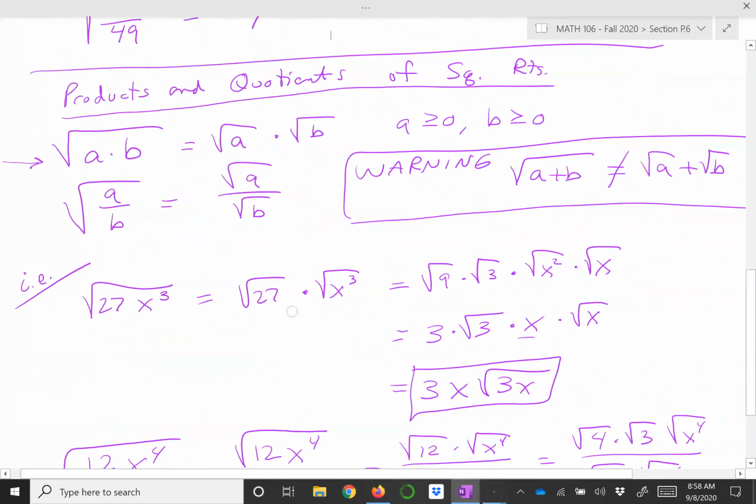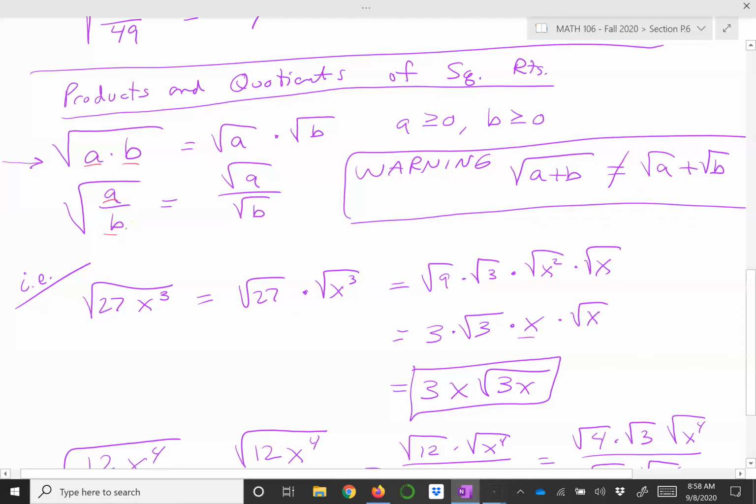Then we talked about these rules. If you have two numbers being multiplied together under a square root symbol, you can separate those numbers out into their own square root symbols and then do whatever type of math you'd like to do. And then you could do the same thing with ratios.